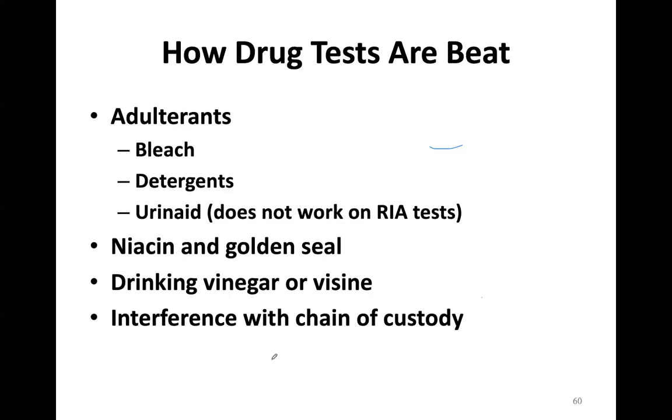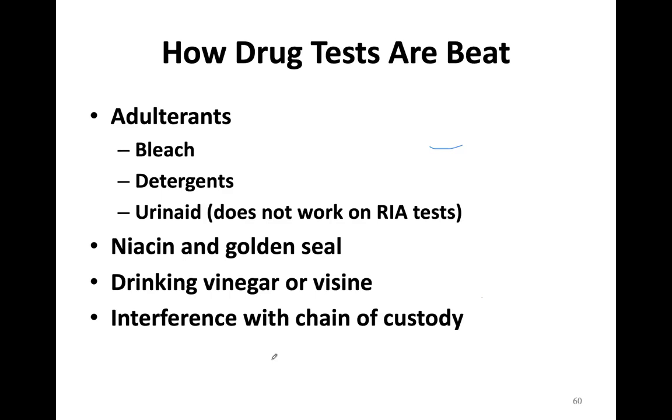There's a product called Urinaid. The Visine can cause some diarrhea. One of the concepts with the Visine and vinegar and things like that is that they theoretically change the pH of the urine, which would help get rid of some of the drug, or maybe interfere with the test. Niacin is the B2. Golden Seal has been around for ages. A lot of people swear by Golden Seal. We don't really know exactly how Golden Seal theoretically works.